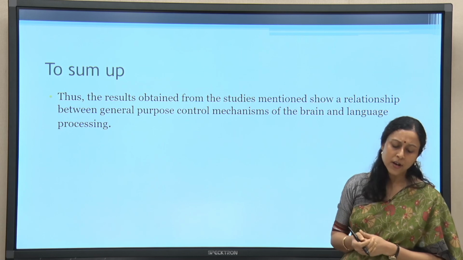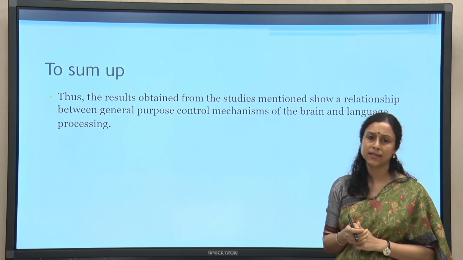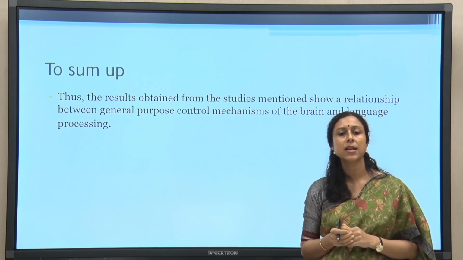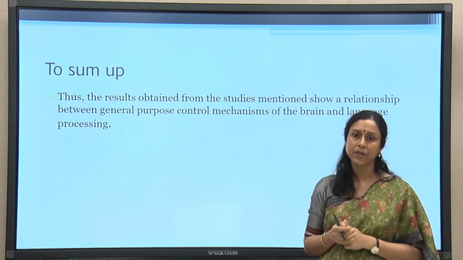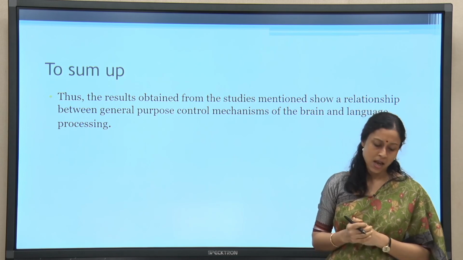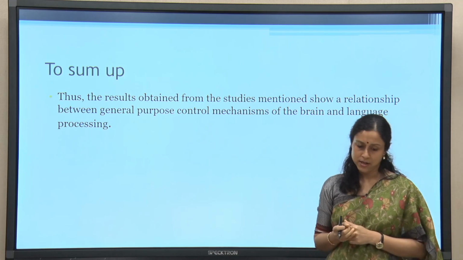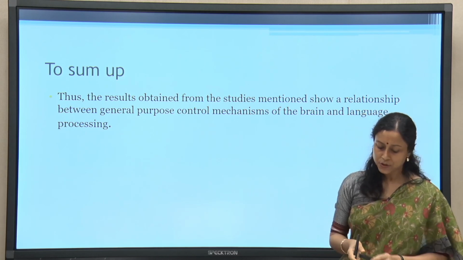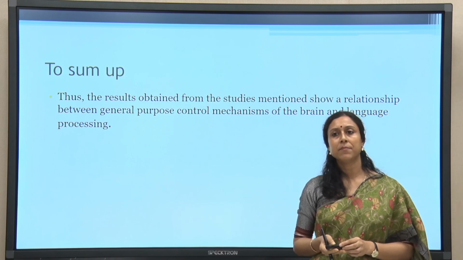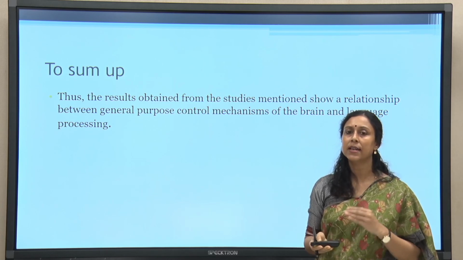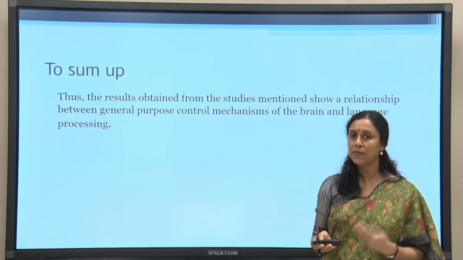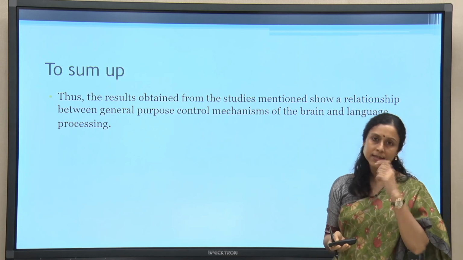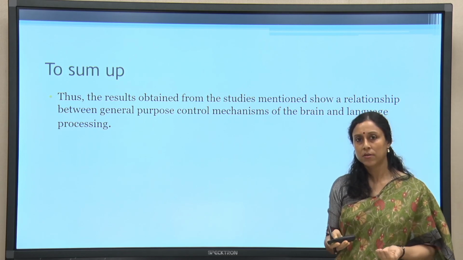But overall we can sum up the results by saying that the studies mentioned show a relationship between general purpose cognitive mechanisms of the brain and language processing. This is the general outcome of all the research that has just now been talked about. Language processing in different kinds of conflicting, competitive situations, be it at the word level or whatever, has a relationship with the general purpose cognitive control mechanism.